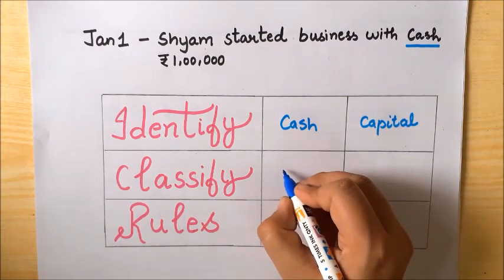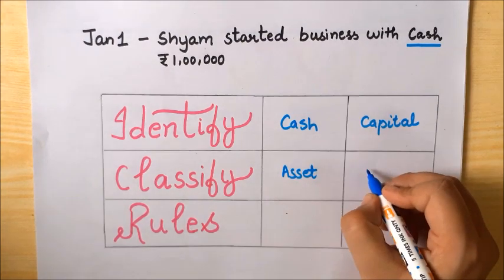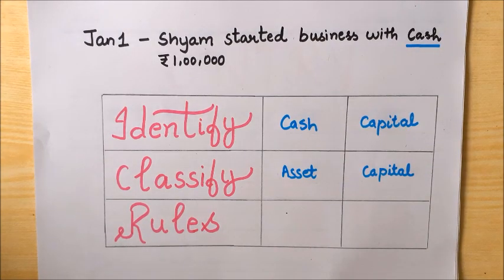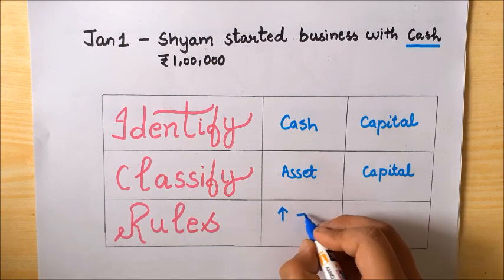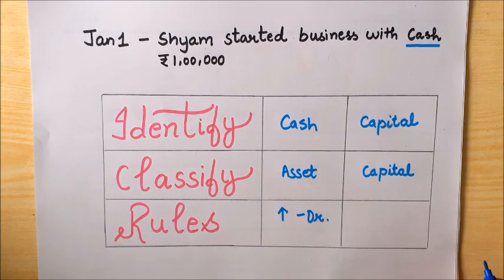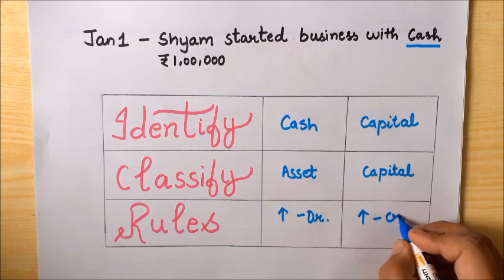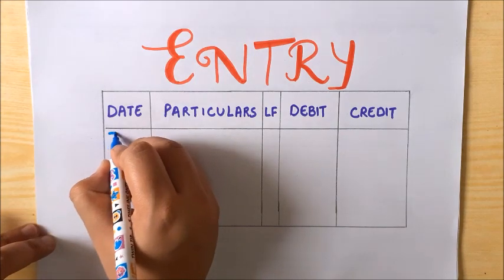The next step is to classify these. Cash will come under assets and capital will come under capital. The next thing you need to do is to apply the rules that we have just discussed. There is an increase in the asset, so you will debit it. There is an increase in capital, so you will credit it. So here is the entry.